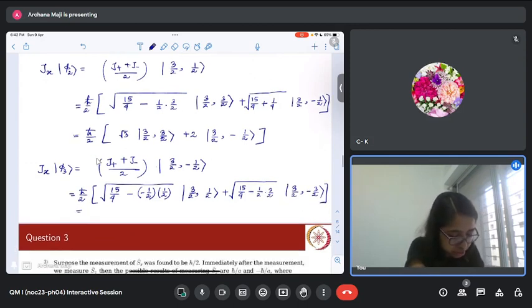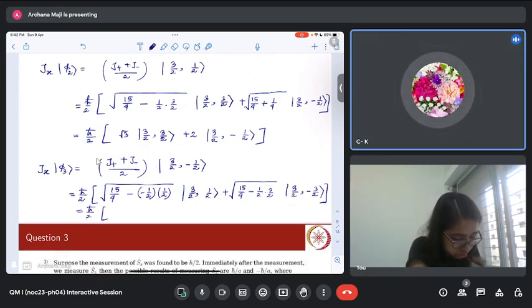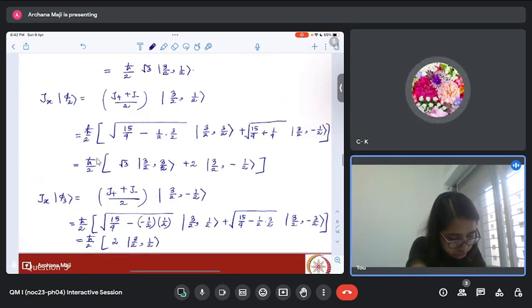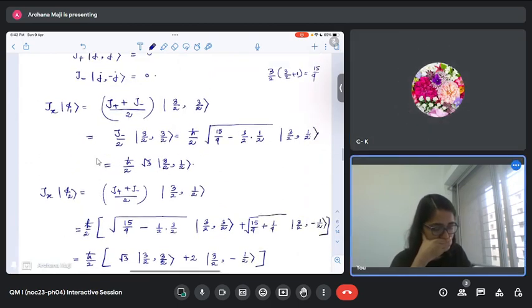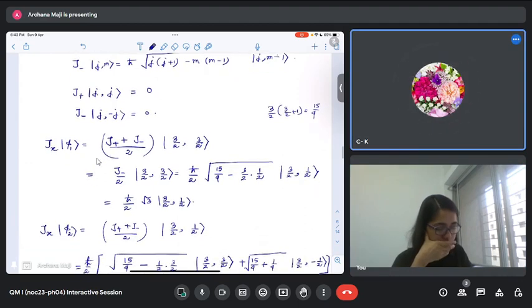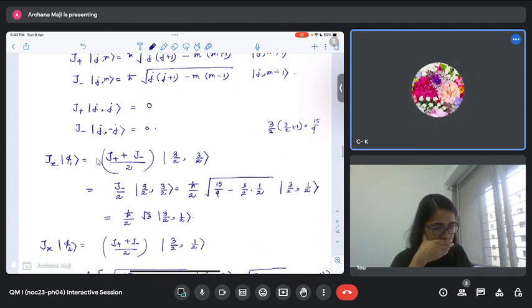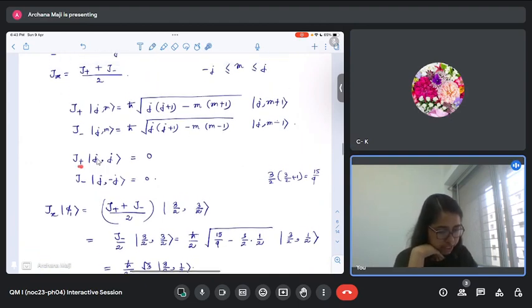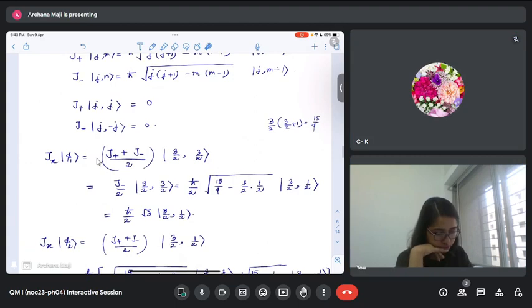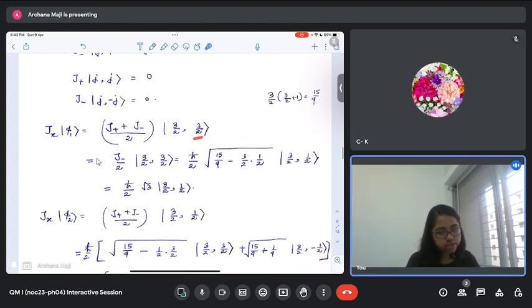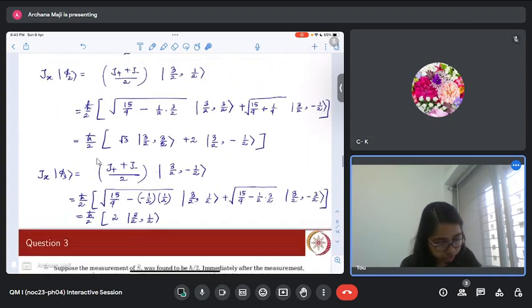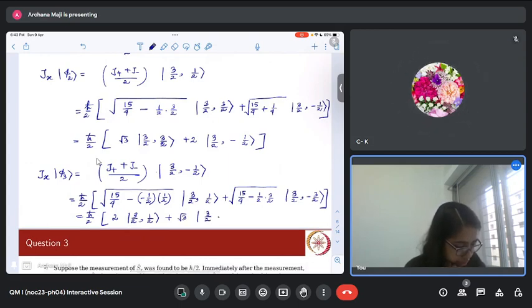Are you following the calculation? Any doubts? Yes, madam, but Jx acting on phi 1, so that is the j plus acting on 3 by 2. There why it was 0? Where it was 0? In Jx acting on phi 1 state. So we are getting the first term is 0, no? Oh, that's what I was explaining to you, no? When j plus acts on |j, j⟩, it gives you 0. Okay, okay. So that is the m equal to j state. So that's why j plus acting on this gives 0. Plus square root 3 by 2 minus 3 by 2.